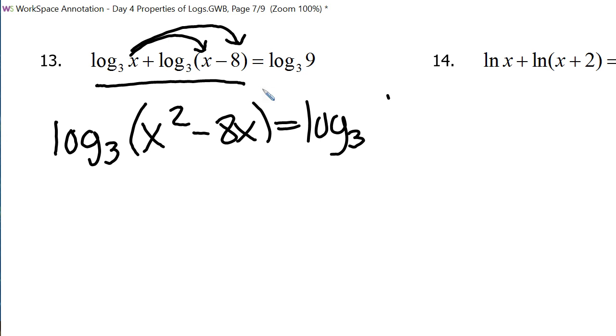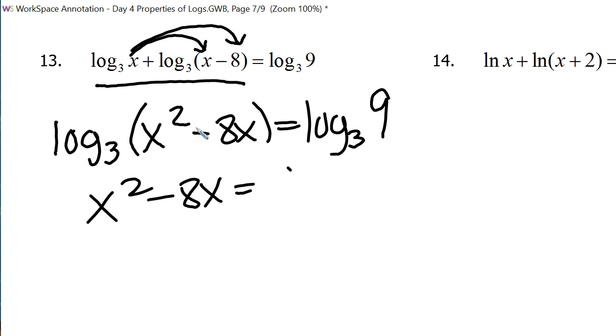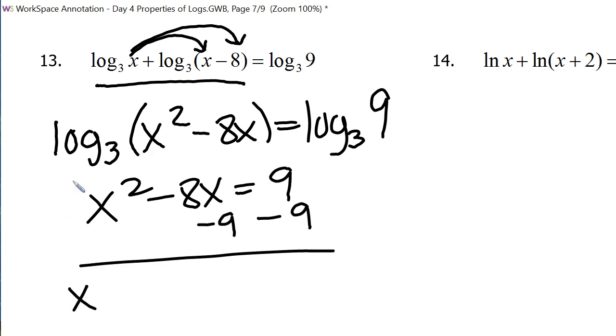Now we'll use the property of equality, so the bases are equal, and these values are equal as well. So x squared minus 8x is equal to 9. What type of equation is that? Quadratic. So if it's quadratic, we can solve by quadratic formula, completing the square, or factoring. What we need to do is get that in standard form, so everything needs to be moved to one side. We subtract 9 from both sides to get x squared minus 8x minus 9 equals 0.